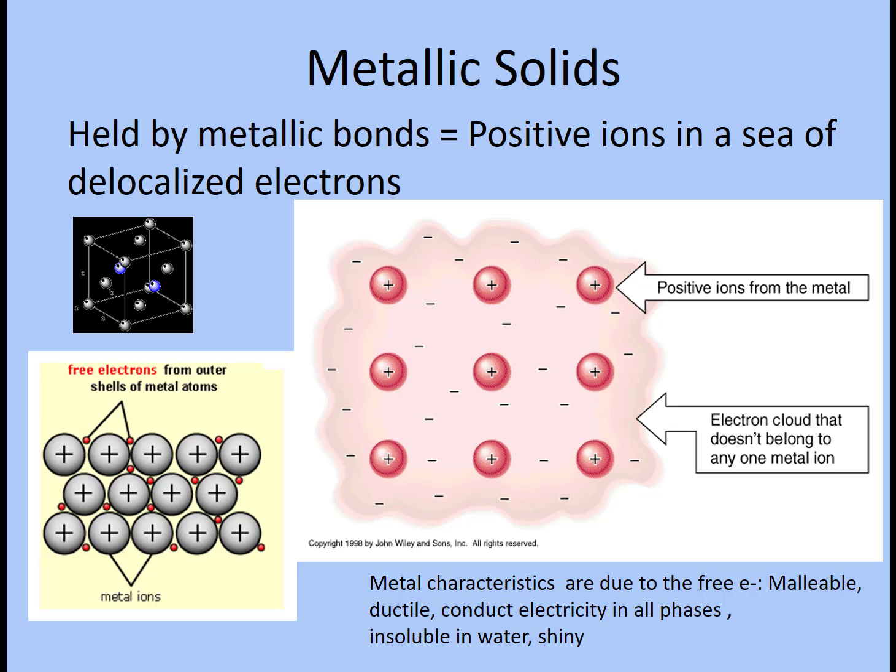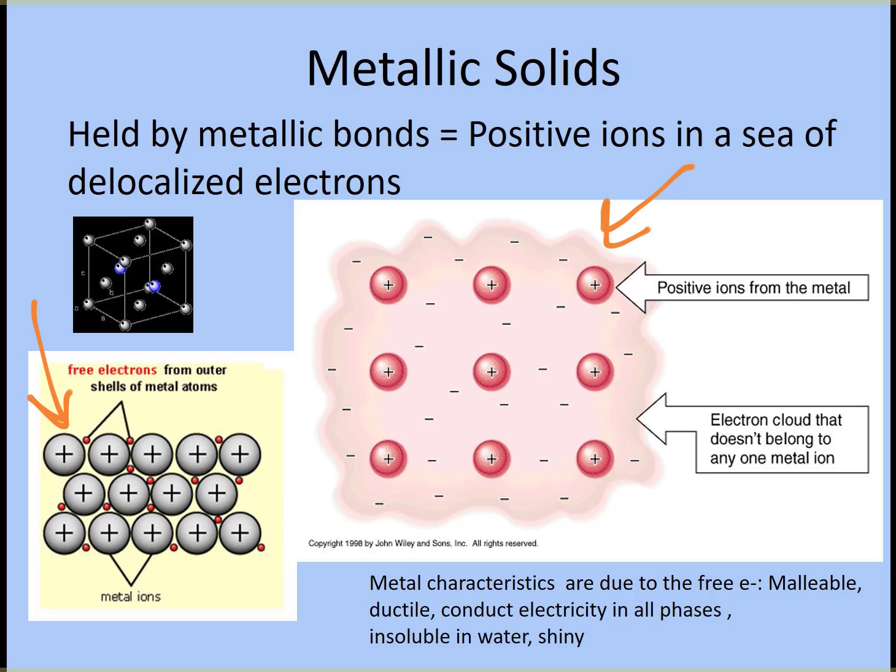Let's look at metallic solids. So a metallic solid is held together by metallic bonds. And a metallic bond is a positive ion in a sea of delocalized electrons. So metallic atoms don't share or transfer electrons. Instead, they have delocalized electrons. So that means you have these cations here, and flowing through the cations would be the valence electrons. But this is the electron sea.